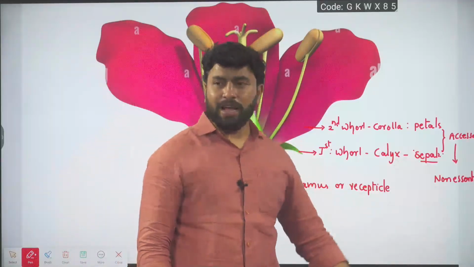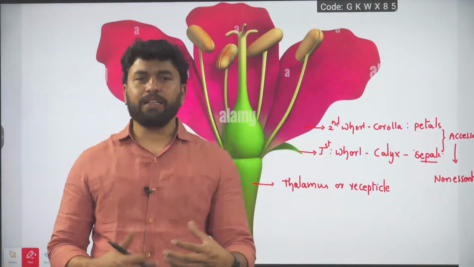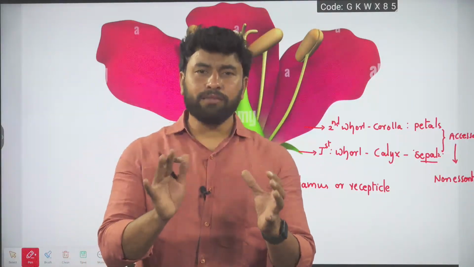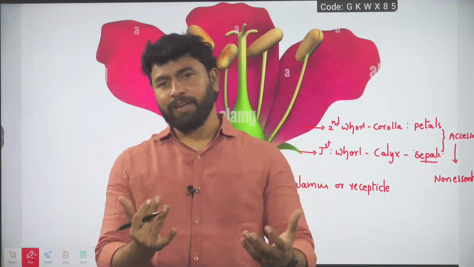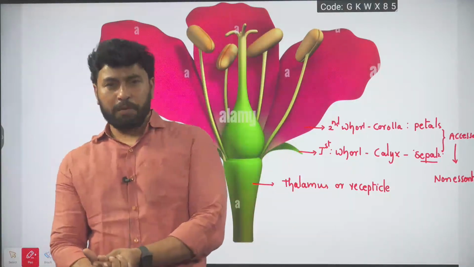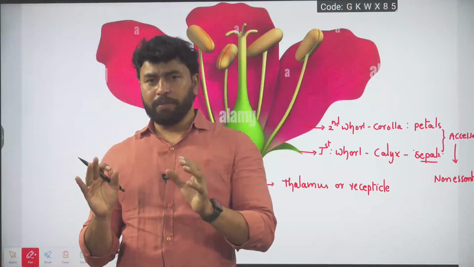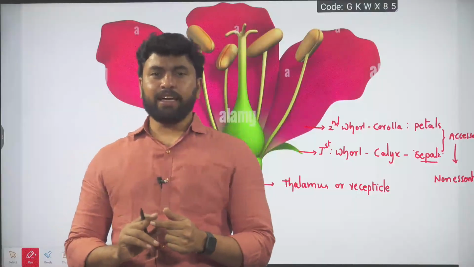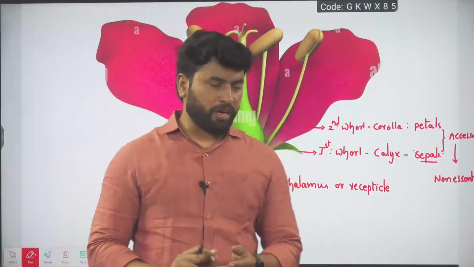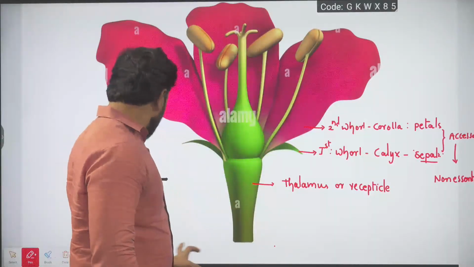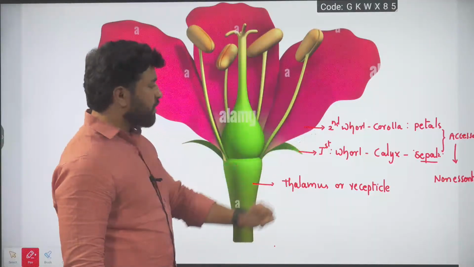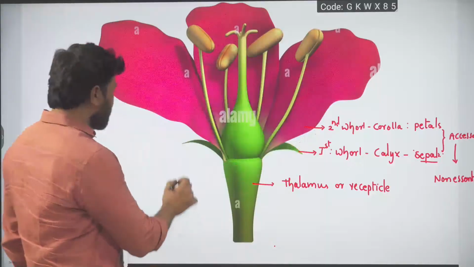And they are also called accessory. If they are there, they have some work. If they are not there, no need to worry. A flower can still perform reproduction. Getting the statement? That's why accessory organs are non-essential organs. We call them petals and sepals.